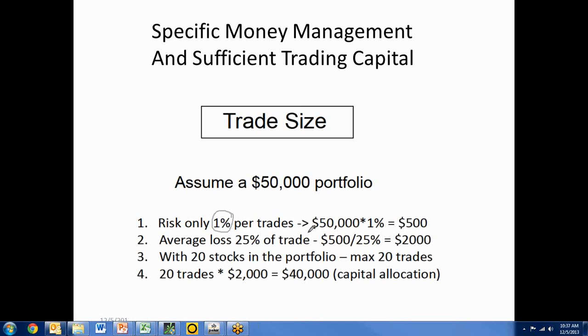So the first part of the equation is to take the $50,000 portfolio times 1%, and that's $500 per trade. That is not the amount that I want to put on the trade. That's the amount that I am willing to risk. Equation number 2 talks about how much I can put on the trade.